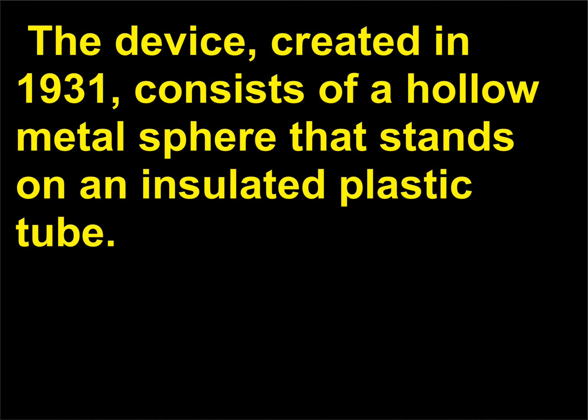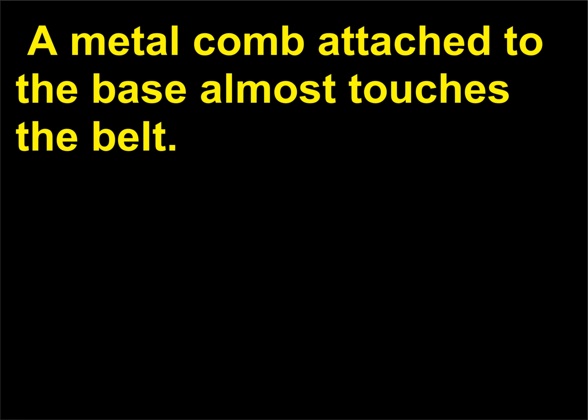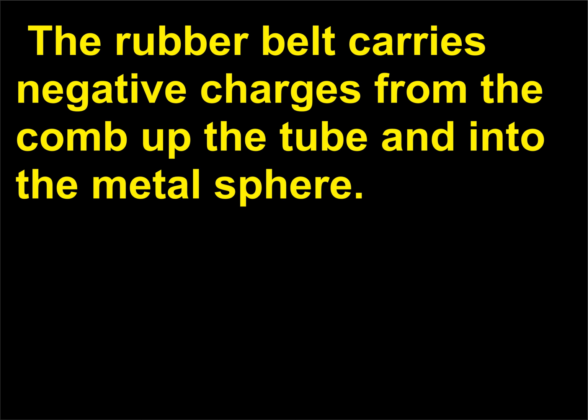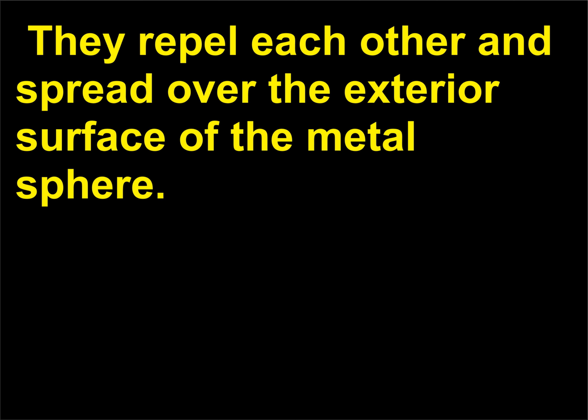The device, created in 1931, consists of a hollow metal sphere that stands on an insulated plastic tube. Inside the tube is a rubber belt that moves vertically from the base of the generator to the metal sphere. A metal comb attached to the base almost touches the belt. The rubber belt carries negative charges from the comb up the tube and into the metal sphere. There, a second metal comb captures the charges. They repel each other and spread over the exterior surface of the metal sphere.